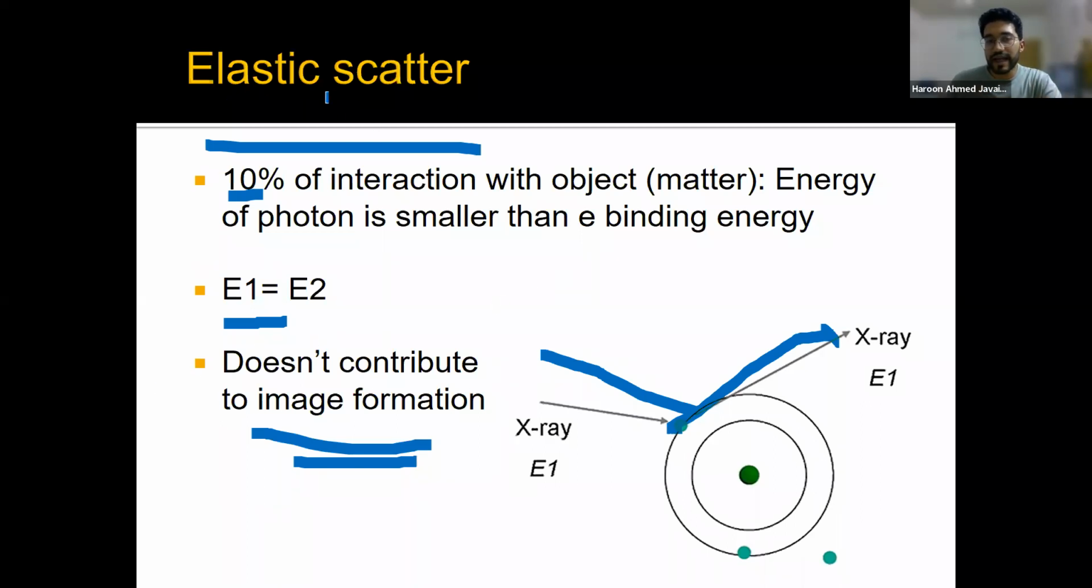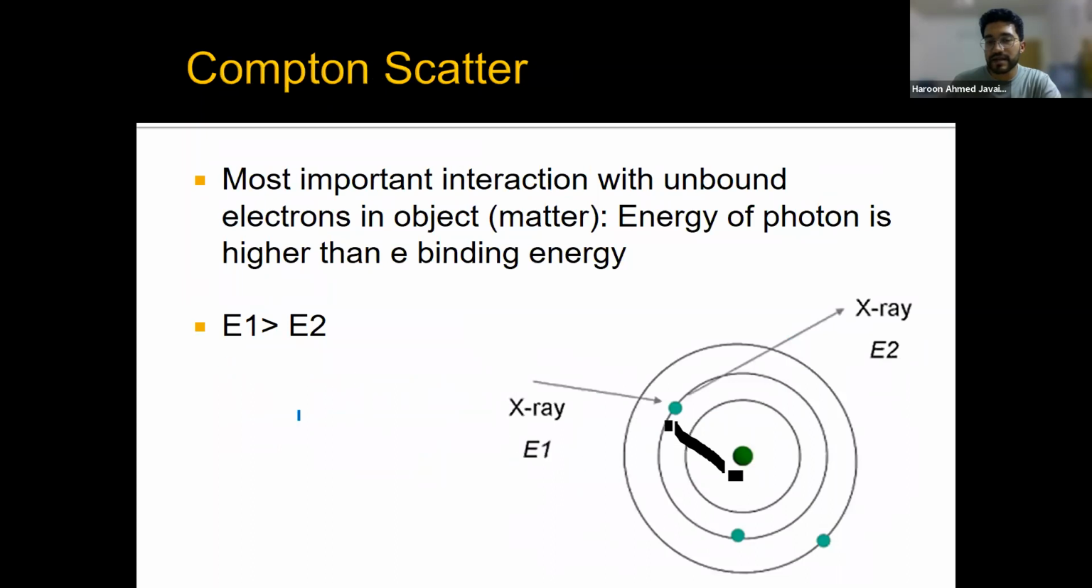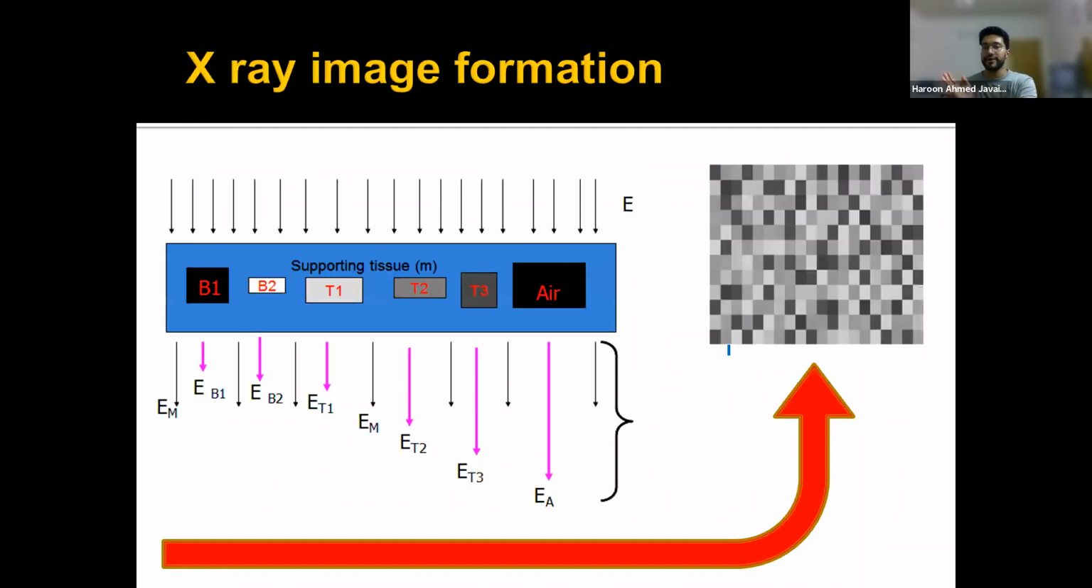The reason why they call it elastic is because the amount of energy before and after is the same, whereas in the Compton effect, it's inelastic because the amount of energy before is greater than the amount of energy after. Okay, that's all that's important over here. I honestly think they won't bring you any questions from this.